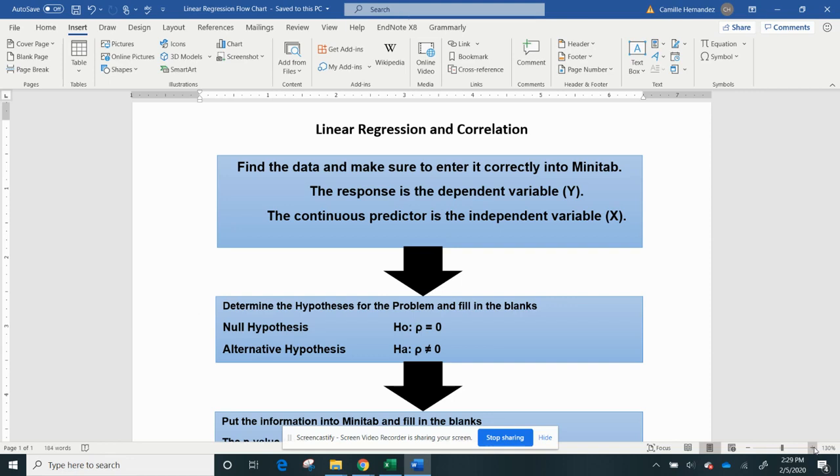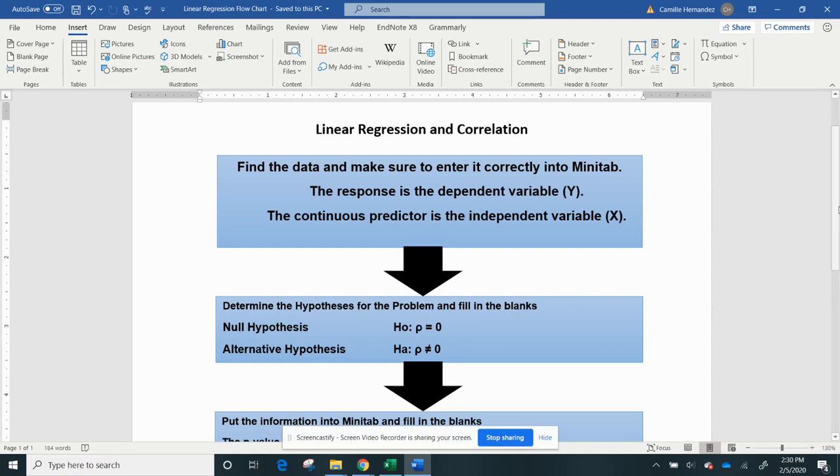Remember, your Y is your response, and that's your dependent variable, and your predictor is your independent variable, that's your X variable. So make sure you understand which is which, because if not, it can be very deceiving and give you incorrect results.